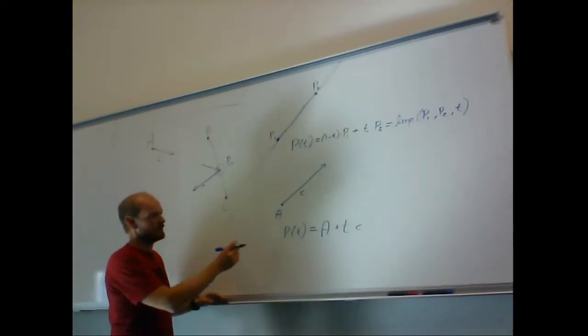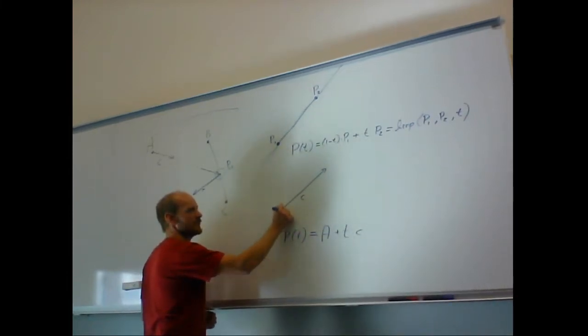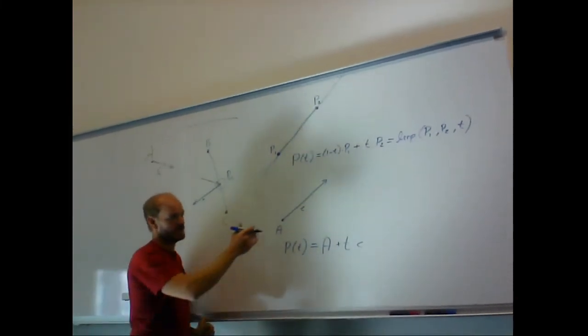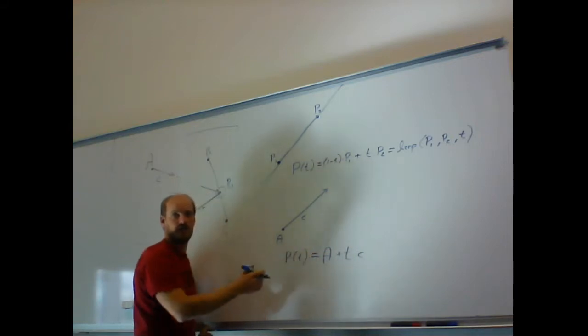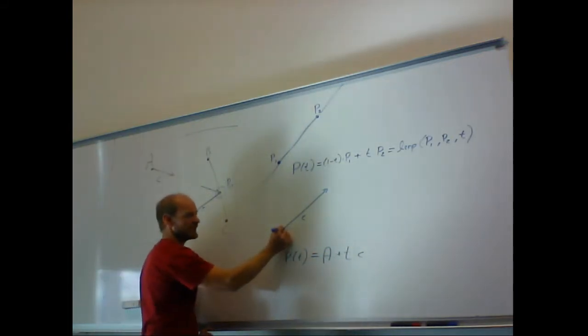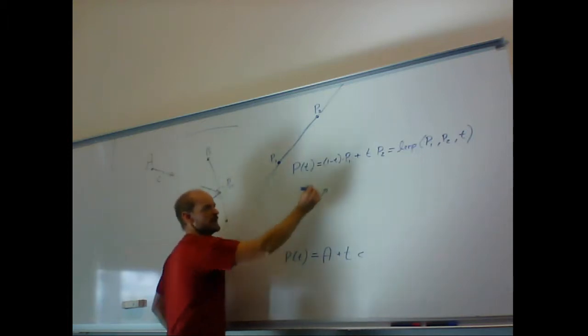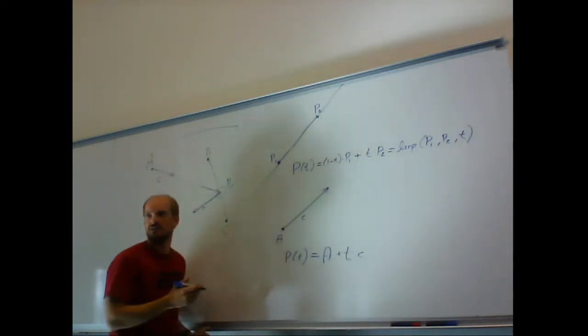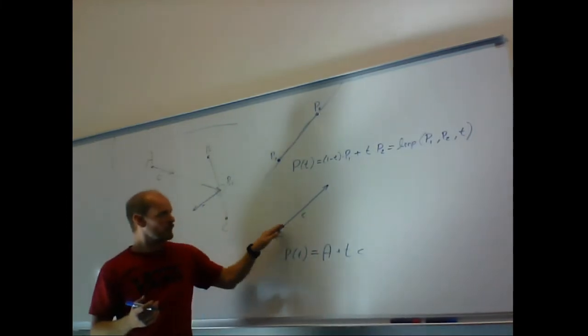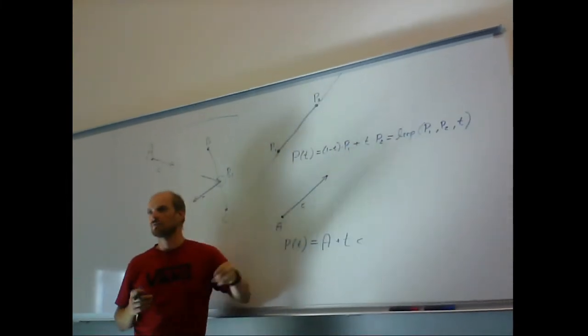Again, if I put 0 as t, I get this point A. If I put in 1 as the parameter, I get the point which is exactly where a point would be if I moved the point A by exactly 1 vector C. So take A and move it by 1 vector C, I end up here.